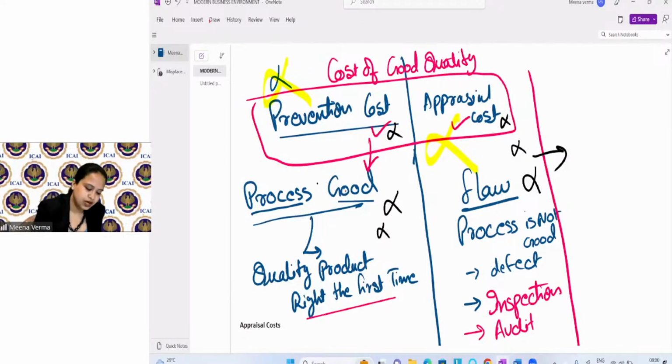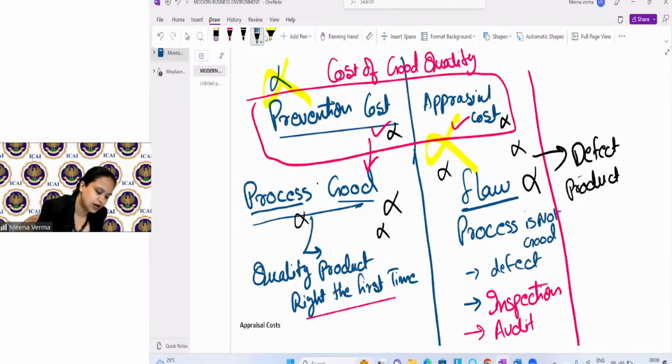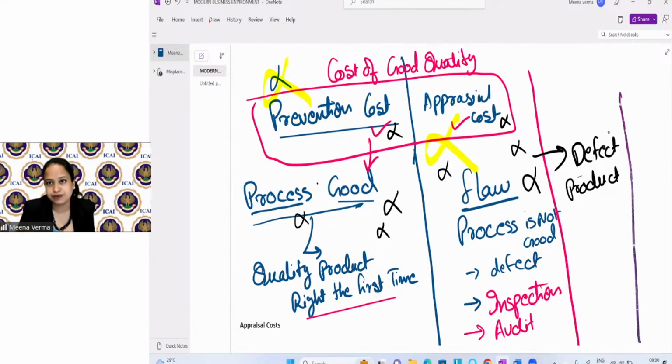See what will happen. If your entire process was not good, and neither your inspection and auditing was good, what will happen? Obviously, then you will produce a defective unit. You will produce defective product. Now here, what will happen when you are producing a defective product? Again, two views are possible. First, you have produced the defective product, but this defect has not reached the customer, and you identified these defects within the organization, and then you are just reworking on the defects.